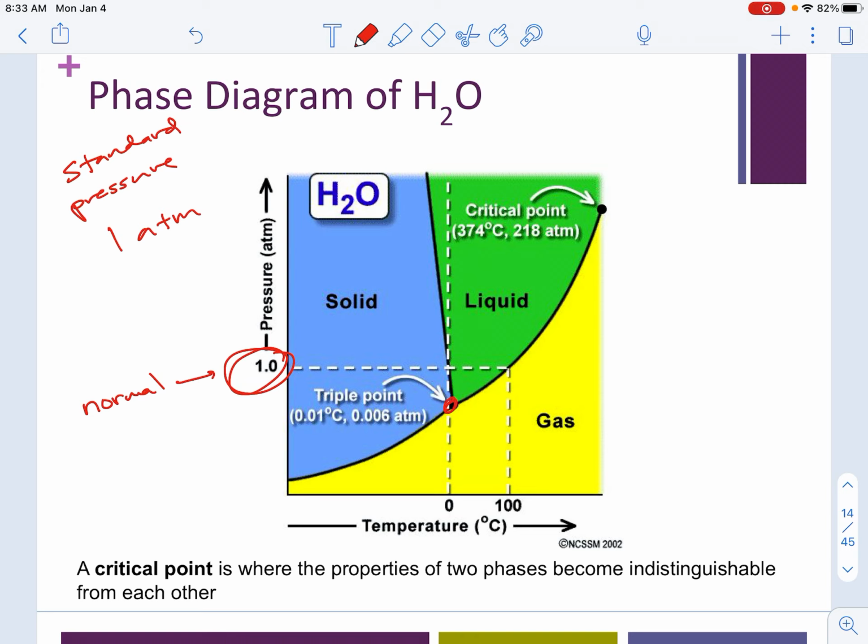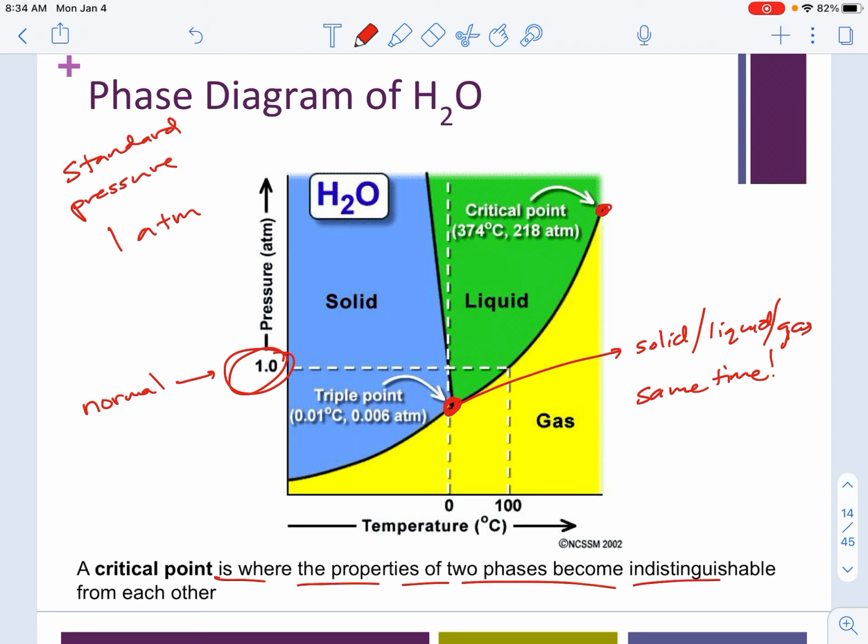Then this right here is known as a triple point. At a triple point, you can have a solid, a liquid, and a gas all existing at the same time. A classic example is solid ice, liquid water, and steam all existing at the same temperature and same pressure. You can have all three. It's pretty cool. And the last thing here is the critical point. The critical point is where the properties of the two phases become indistinguishable from each other, like liquids and gases. At such a high pressure, it's hard to decipher the difference between the liquid and gas.